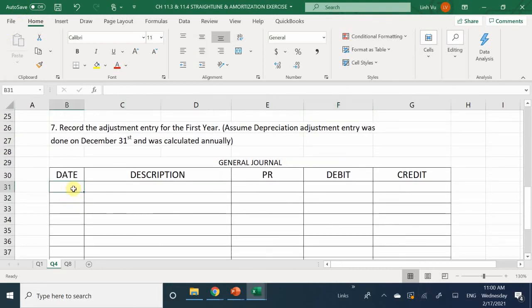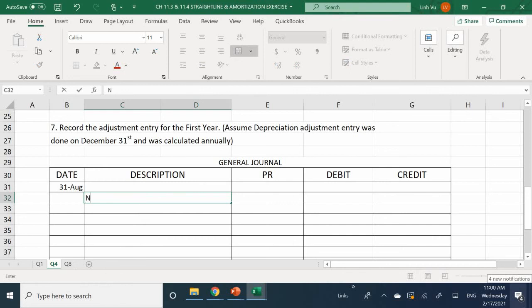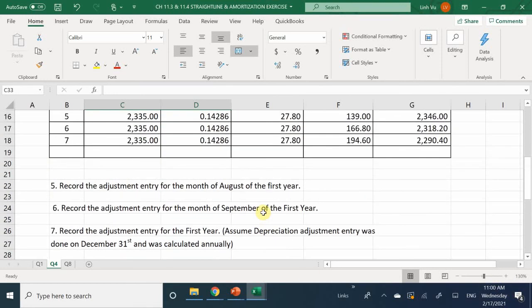What was my depreciation for the month of August? 0. There is no entry. Good. For the month of August, because we don't depreciate in the month of August. So good. No entry. Now question number 8 says record the adjustment entry for the month of September for the first year.